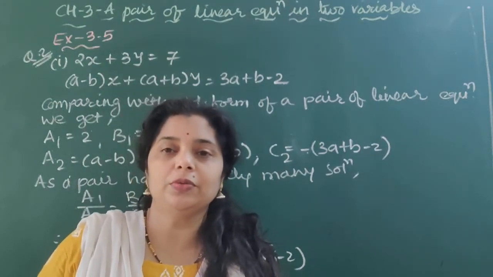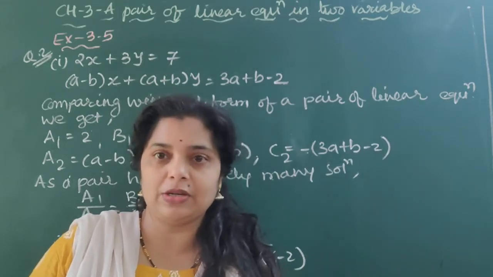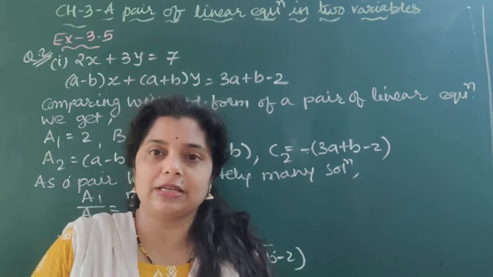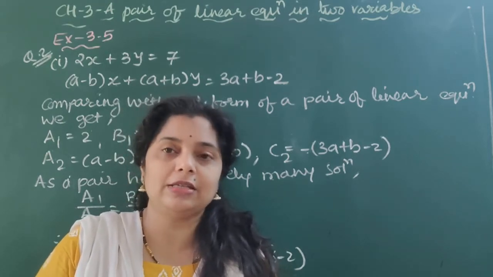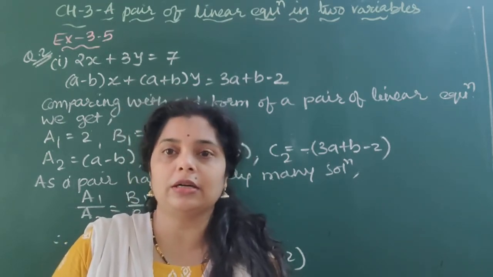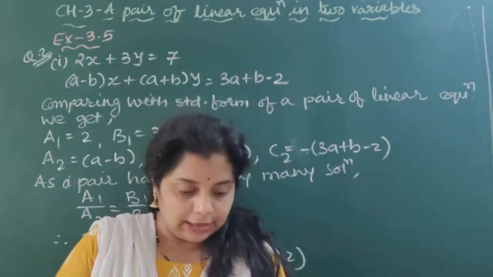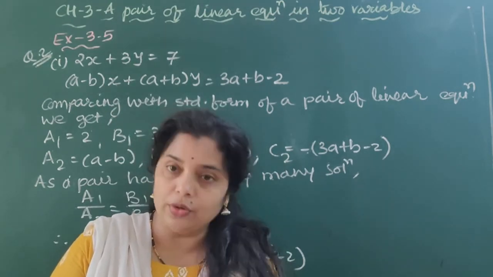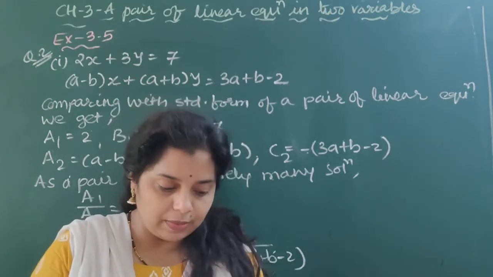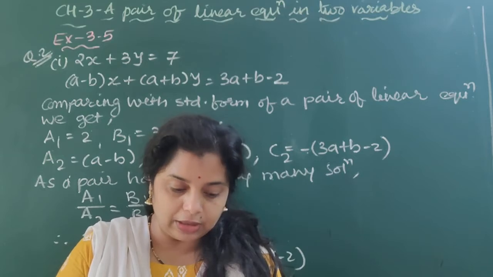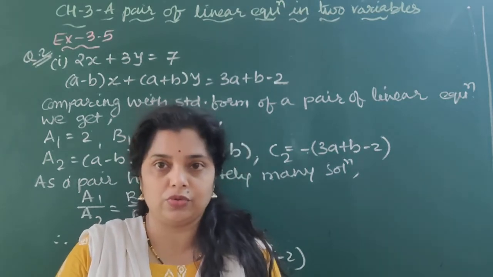We are going to continue our topic, cross multiplication method. In that, we have seen the first question of exercise 3.5 in the last lecture, and we are going to start a second question from today. So, let's see what the second question is. It is given: for which values of a and b does the following pair of linear equations have an infinite number of solutions?